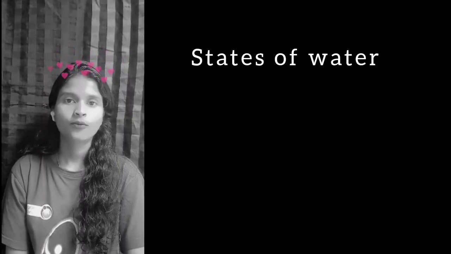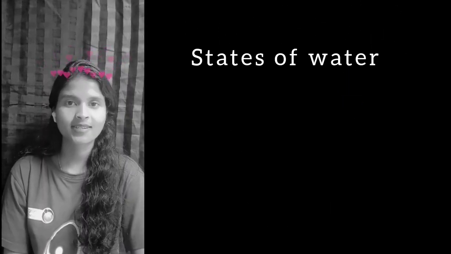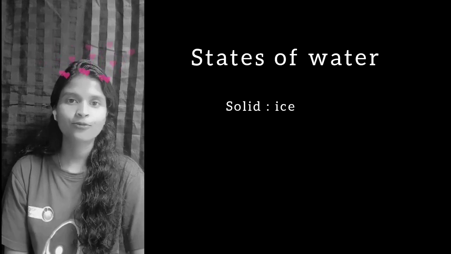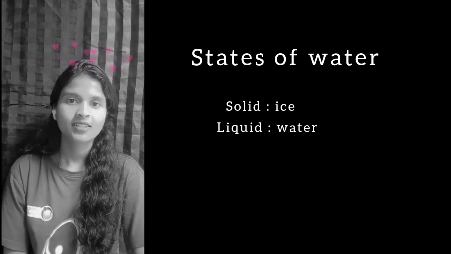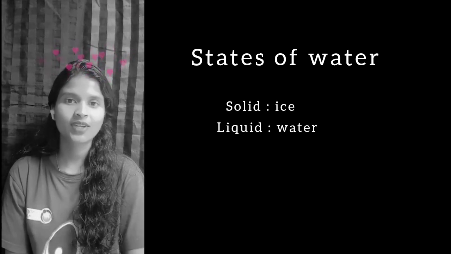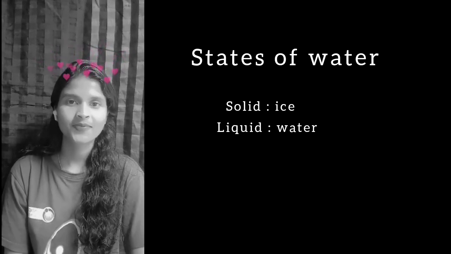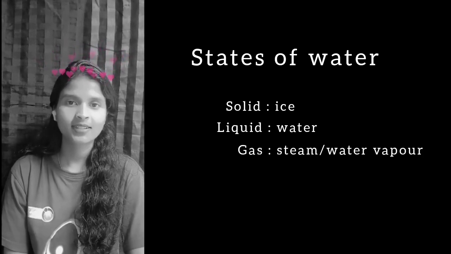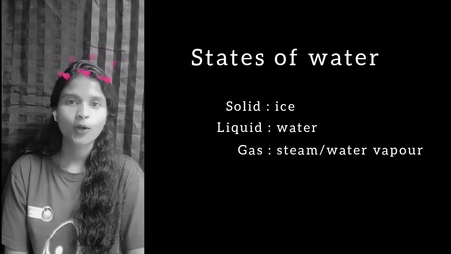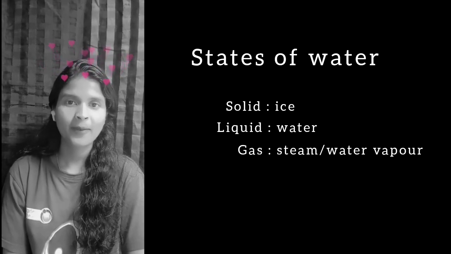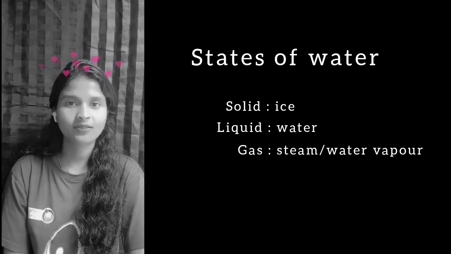On Earth, water exists in all three states. That is, solid in the form of ice; liquid, the state of water which we use for daily processes like drinking, washing, etc.; and the third one is gas, which can be seen in the case of steam or water vapor. By altering the temperature, these three states can be interconverted.